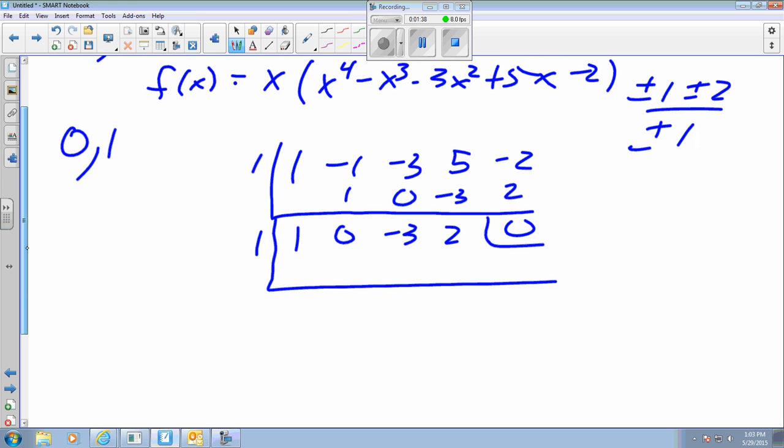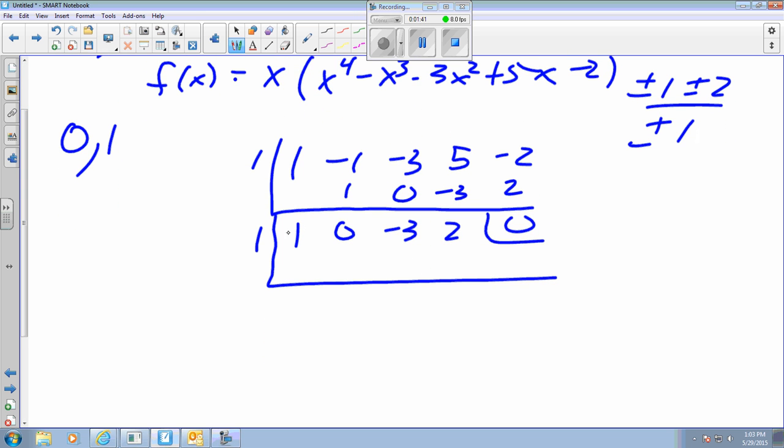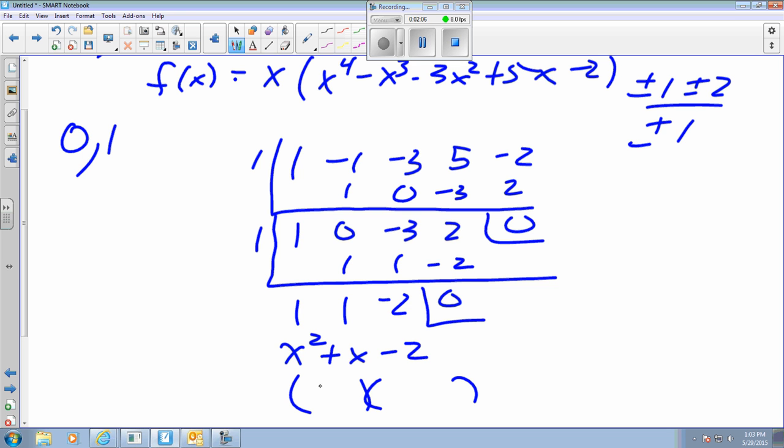Now, why do I think that 1 is going to work again? If I add together all my coefficients here, 1, negative 3, and 2, I get 0. That tells me that 1 is going to work. So I'm going to bring my 1 down, multiply, add, multiply, add, multiply, add. So now I'm down to a quadratic, x squared plus x minus 2. And I'm going to factor, and it appears as if this will factor into x plus 2 and x minus 1. And I know that negative 2 and 1 are another factor.